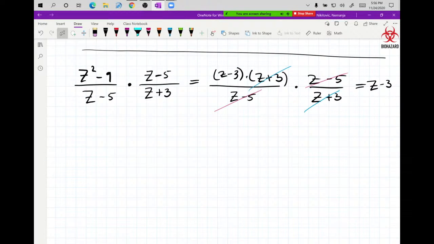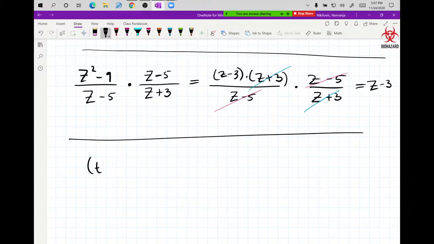Let's see if they have another one. This one is just a little bit more annoying than usual, but still. So t plus 1 squared divided by t plus 2 times t plus 2 squared over t plus 1.